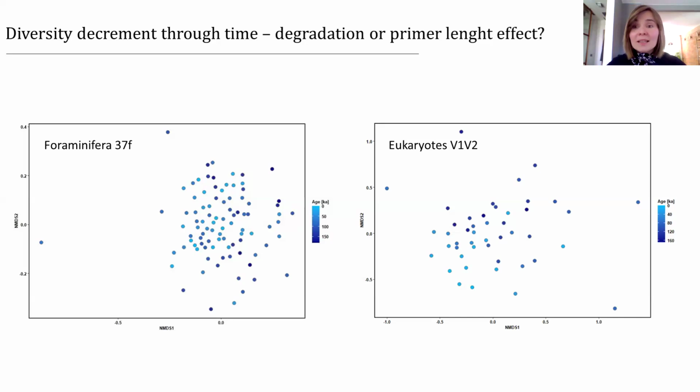So this creates a very random community, and it creates a record that is very hard to interpret, because we cannot be sure, and probably it's not a natural variability in diversity. They're not natural changes, but rather technical biases.